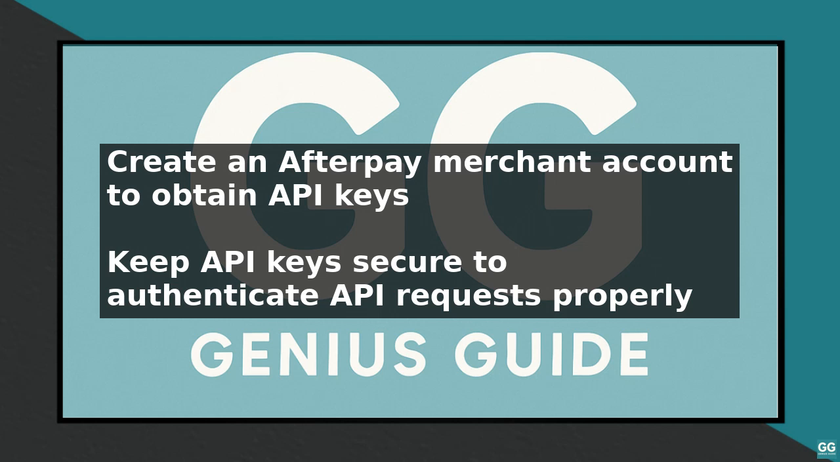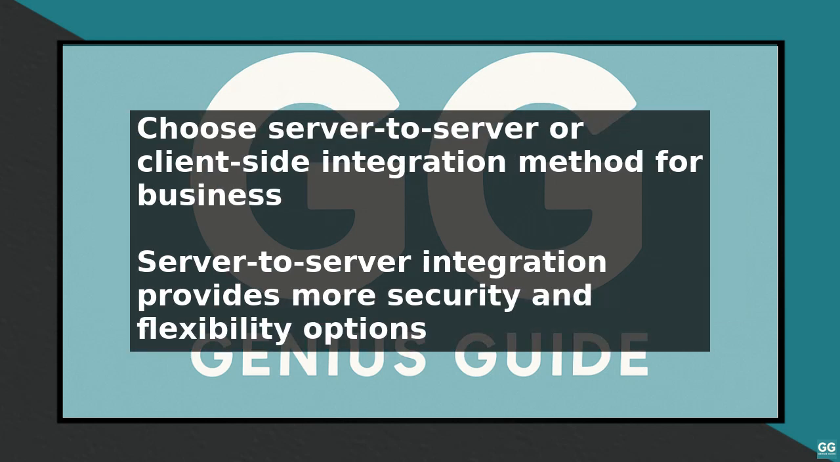Next, choose the API integration method that best suits your business needs. Either server-to-server or client-side integration. Server-to-server integration is recommended for most merchants as it provides more security and flexibility. Once you have chosen your integration method, you will need to set up the Afterpay payment button on your checkout page. This button will redirect your customers to the Afterpay payment page where they can complete their purchase.